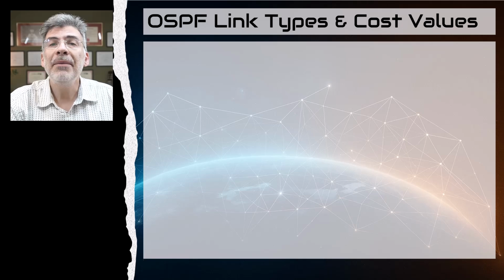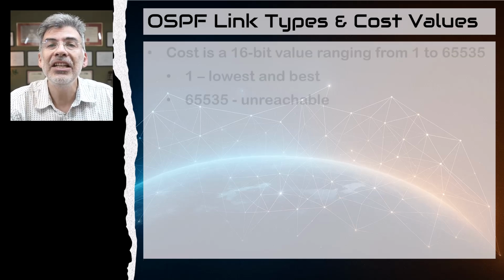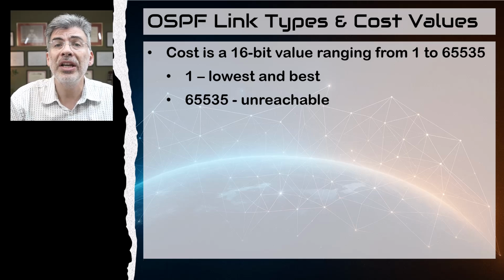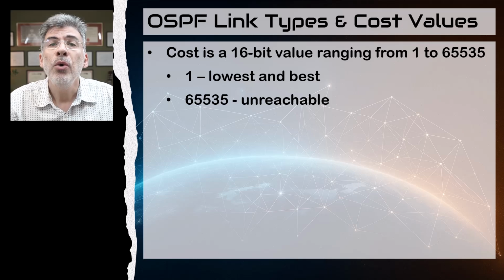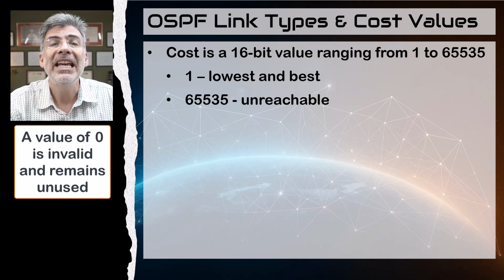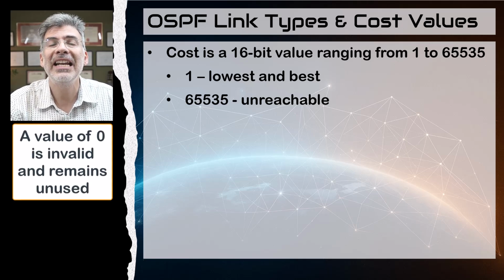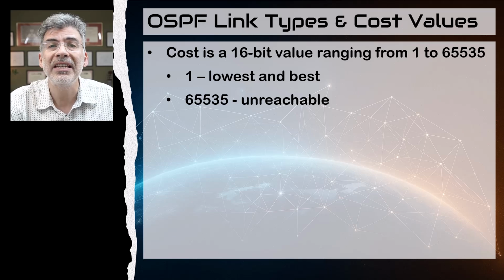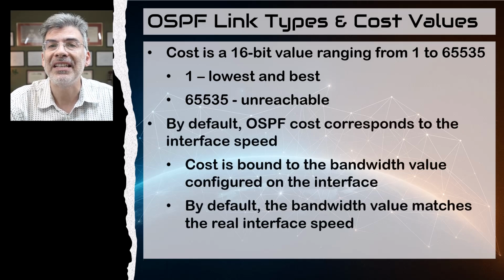First of all, let me mention that the cost is an integer value represented by a 16-bit number. So it ranges from 1, which is the lowest and best cost, to 65,535, which is the maximum value and represents an unreachable destination. A value of 0 is considered invalid and is unused. By default, the OSPF cost of an interface depends on the interface speed.